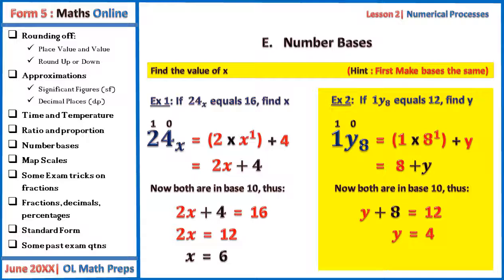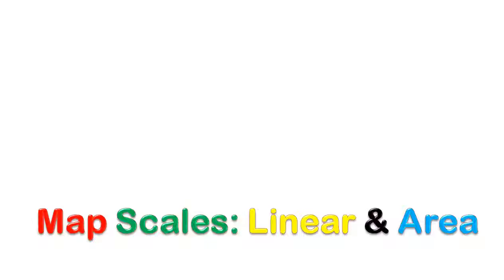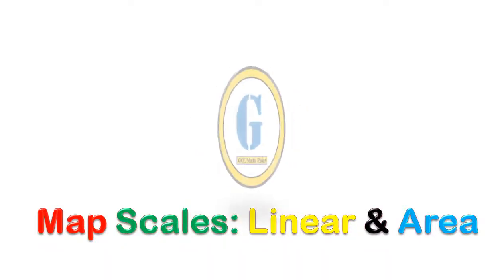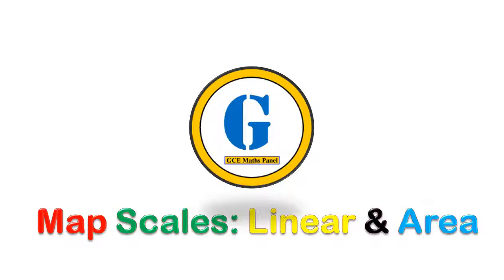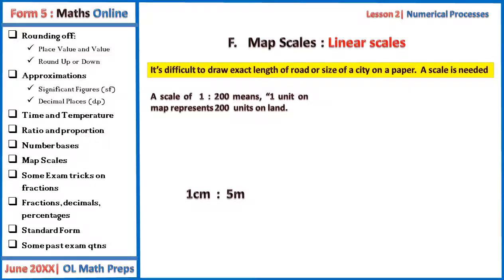We can now move to the second part of this sub lesson, which is on scales. In this lesson, we'll be looking at map scales, linear and area scales. It is difficult to draw the exact length of a road or size of a city on a paper. Therefore, a scale is needed. Similarly, you cannot have a paper to draw your house exactly as it is. Therefore, we need what we can use to actually bring that real life diagram on paper. And here, the concept of scales comes in.